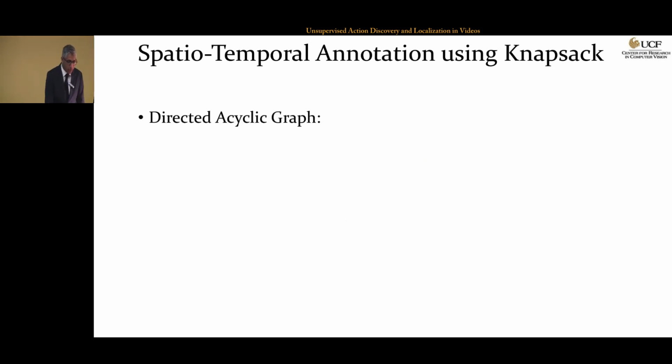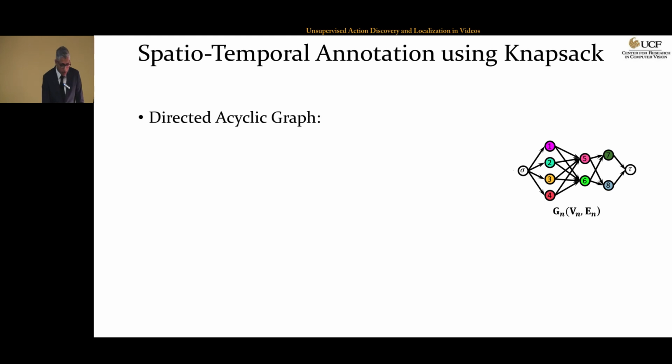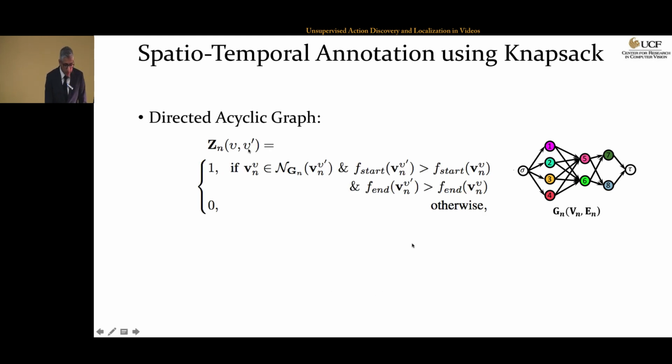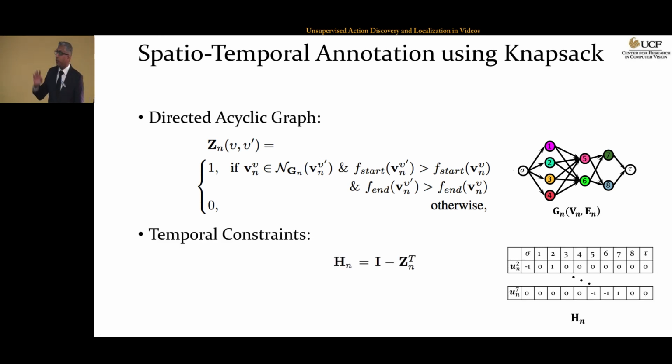So the way that we define the directed acyclic graph, as I mentioned earlier, is that we have 2 dummy nodes, and then we define these directed edges from the start till the end of the video based on their temporal connectedness or the temporal overlap from start till the end. Next, we define the temporal constraint, which is shown over here.